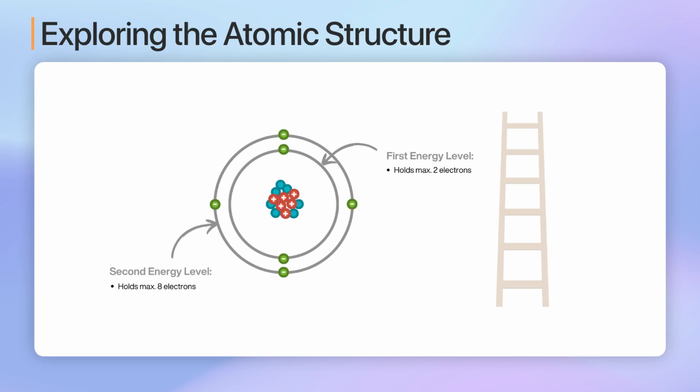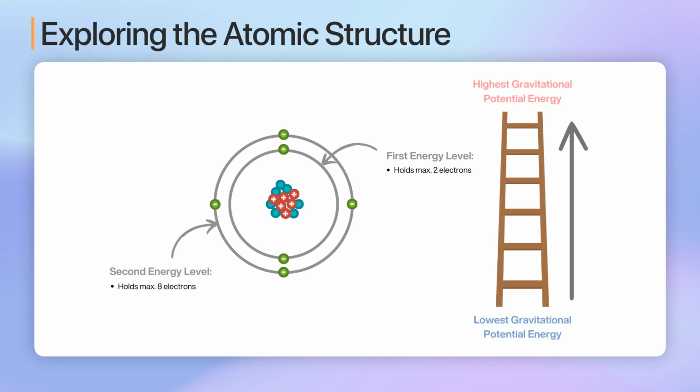Think of it like climbing up a ladder. The higher up the ladder, the more gravitational potential energy you have. Similarly, the farther the electrons are from the nucleus, the more energy they have. The arrangement of electrons determines how atoms interact and bond with each other.